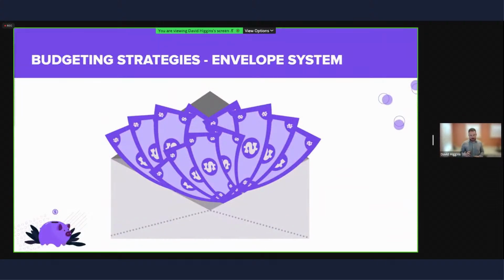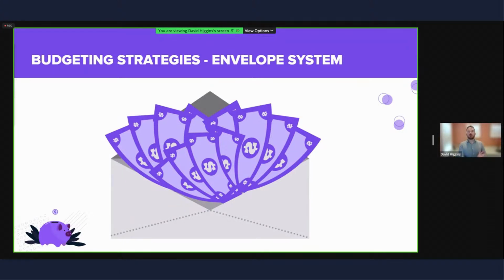So I can speak personally to this one because I am a person who needs this amount of structure. I don't necessarily need it as much anymore, but when I was first learning how to budget, this was huge for me. It really, really saved me. So the envelope system, how does this work? If you're a person who needs a lot of structure, you're going to want to listen up for this one. For this one, all you're going to need is simply a pen and some envelopes.